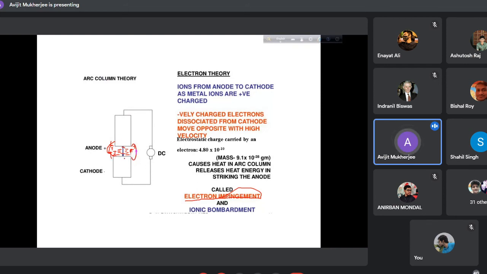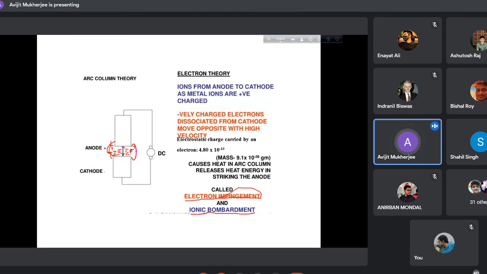And this ionic collision is named ionic bombardment. You should remember, though both are collisions, both are hitting the wall, the electron collision is called electron impingement, and the ionic collision is called ionic bombardment.